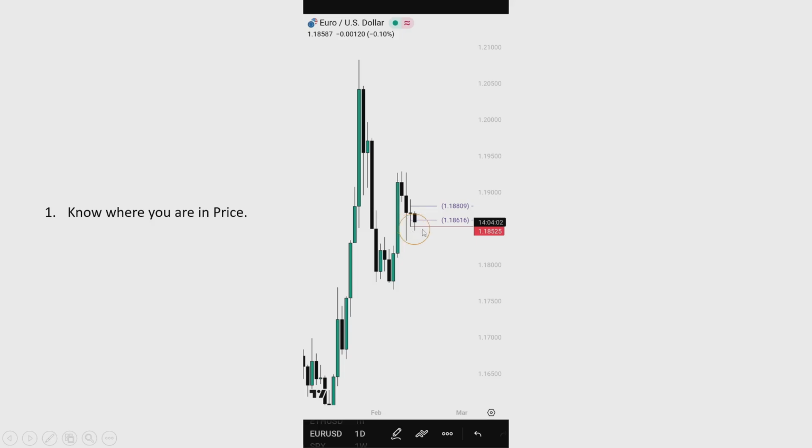And you and I know that liquidity rests below previous day's low and previous day's high. The type of liquidity resting below this low is called sell side liquidity. So price took it out. Taking out sell side liquidity below the daily low like this means we are in a discount price.